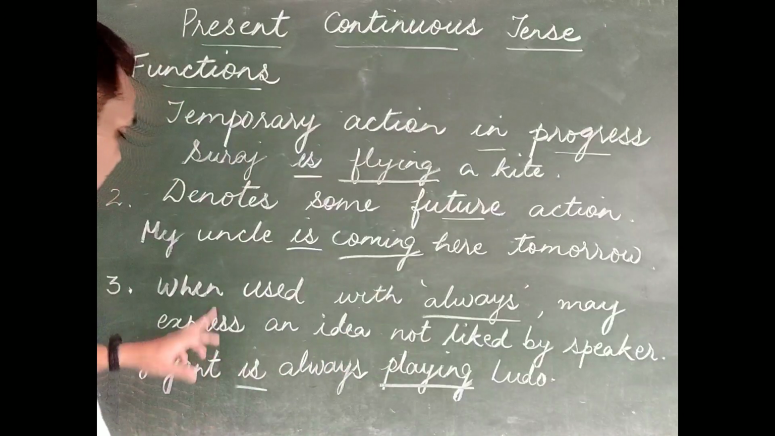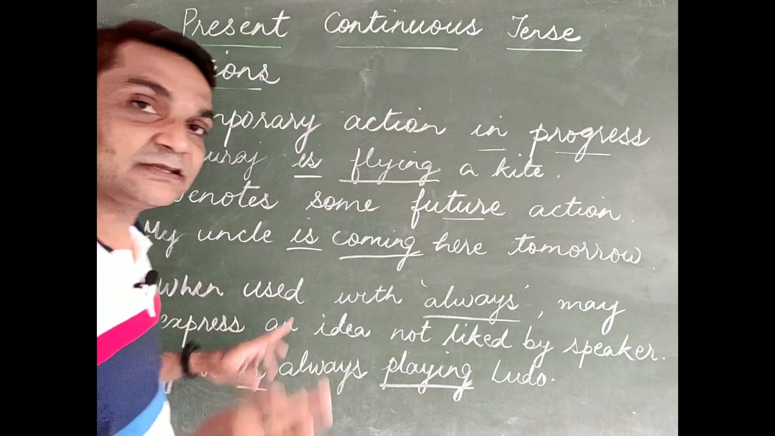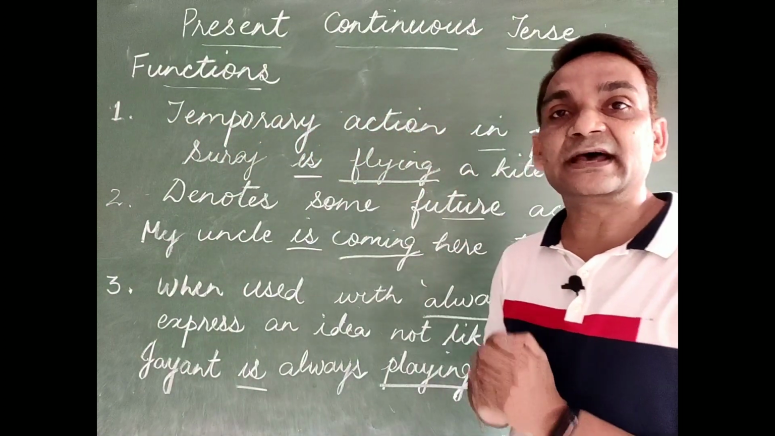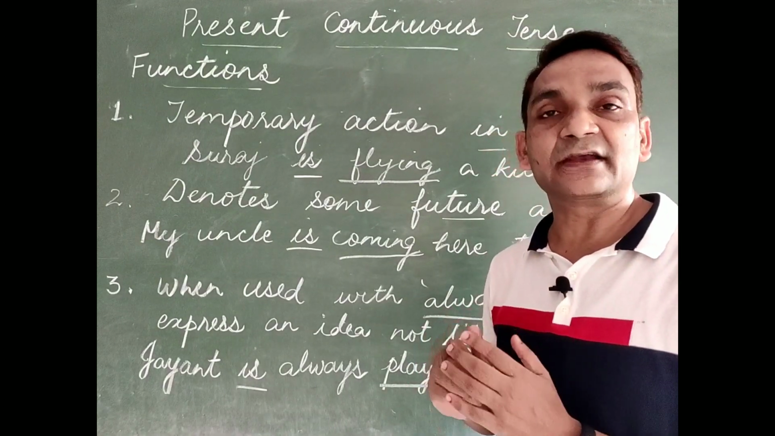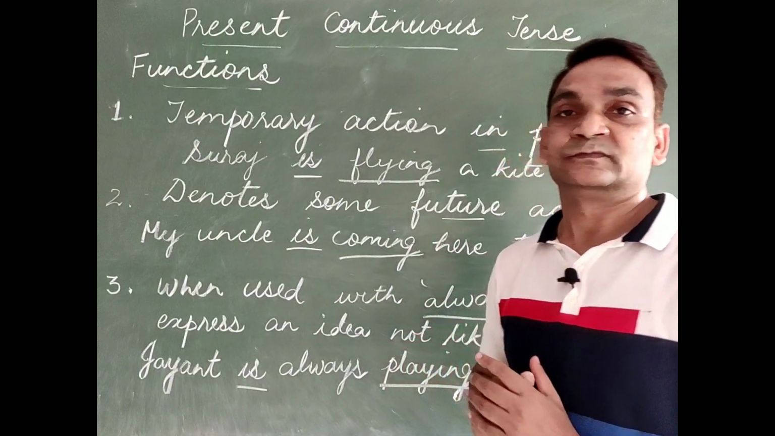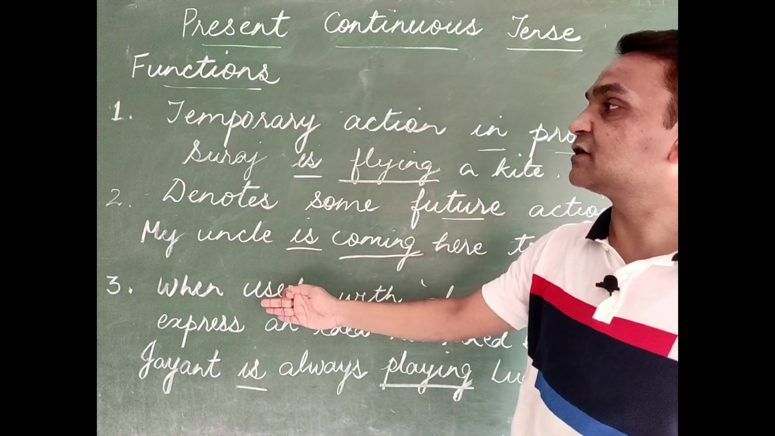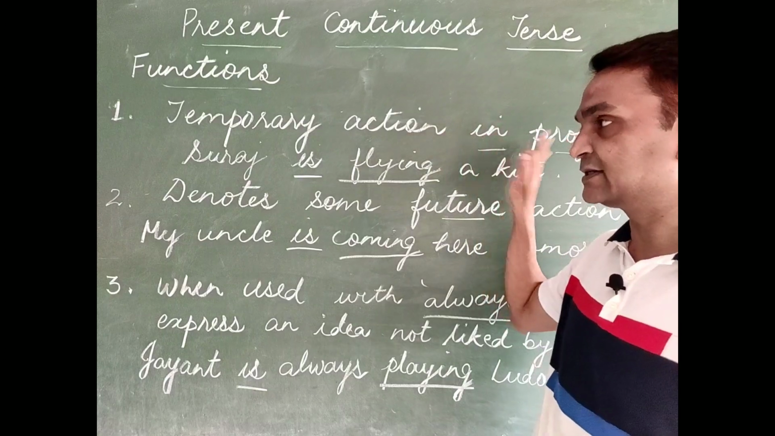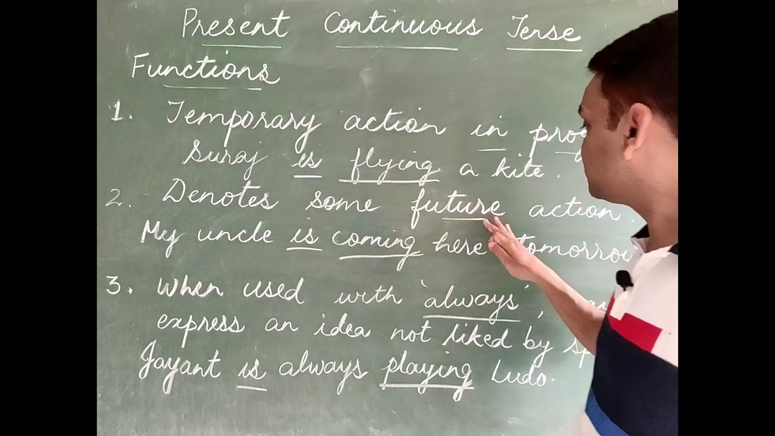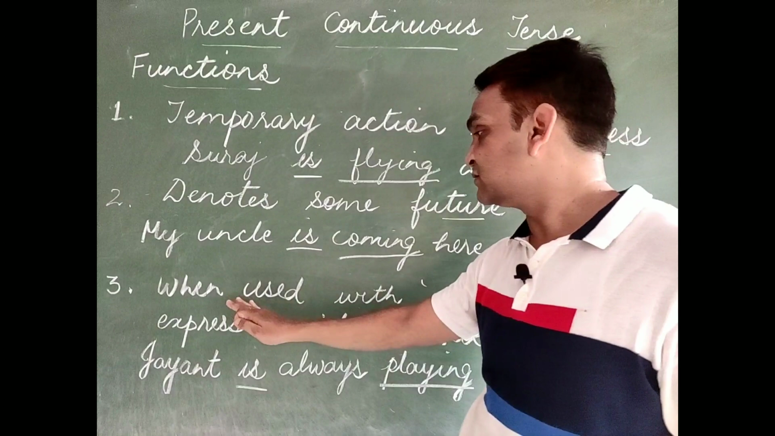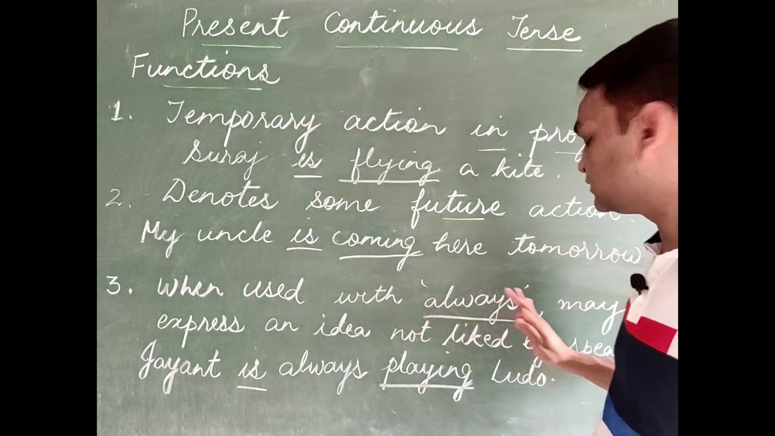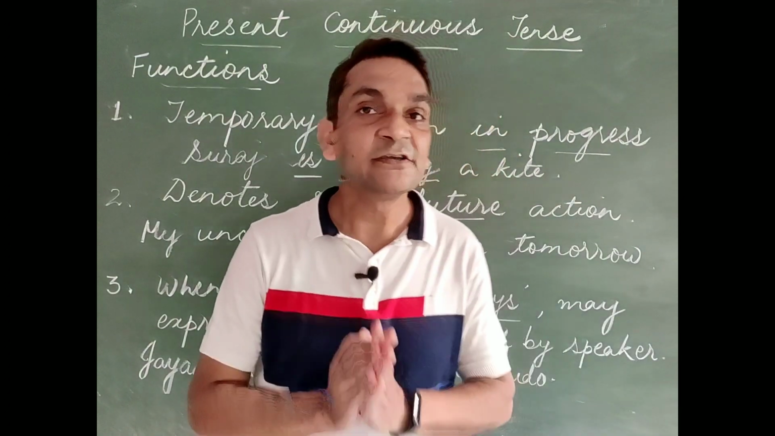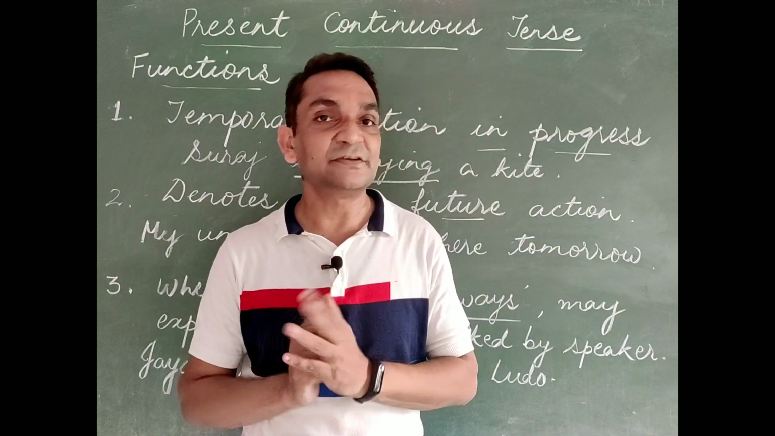So mind it that when present continuous tense is used with always, it may denote an idea which is not liked by the speaker. So these are the three functions of present continuous tense. It denotes temporary action in progress. It also denotes some future action. It also denotes that when it is used with always, it may denote an idea which is not liked by the speaker. So these are the three functions.